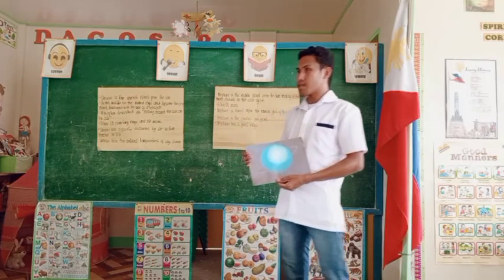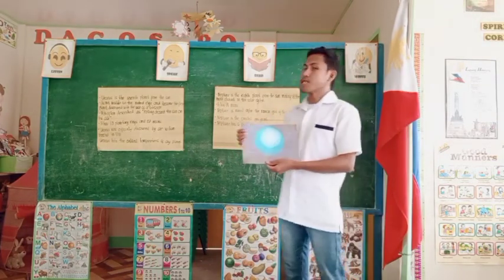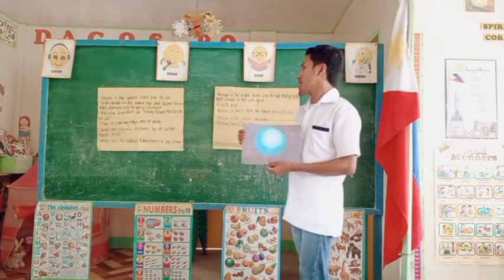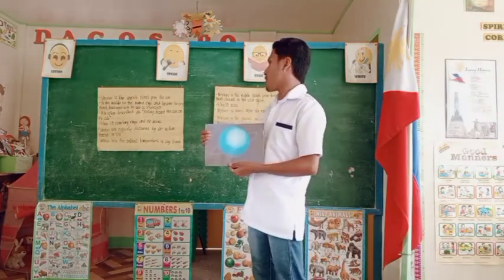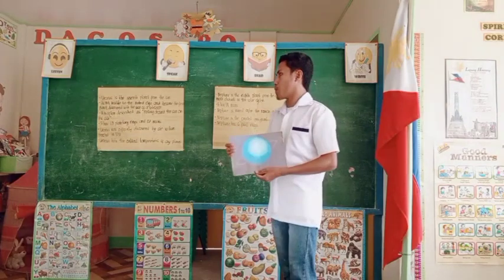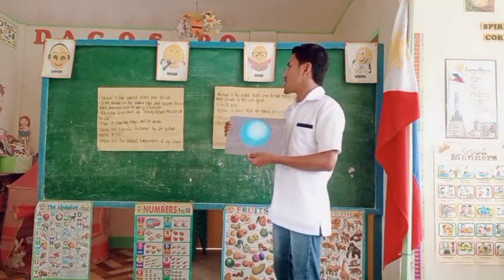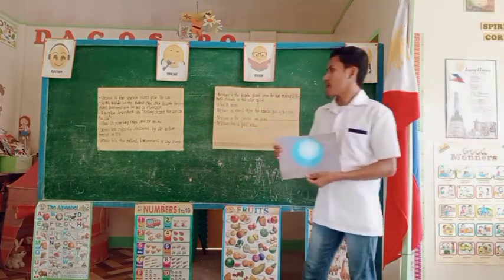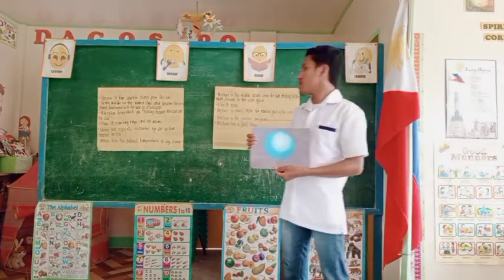Okay, next is Uranus. Uranus is the seventh planet from the Sun. It's not visible to the naked eye and became the first planet discovered with the use of a telescope. It is often described as rolling around the Sun on its side. It has 30 planetary rings and 27 moons.